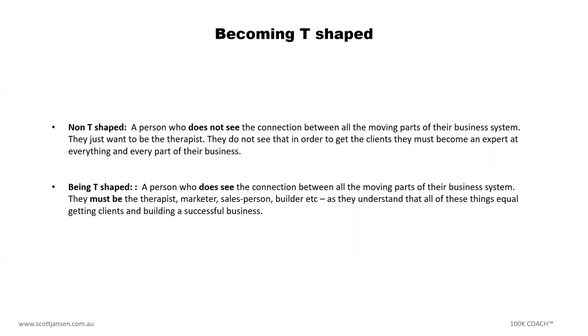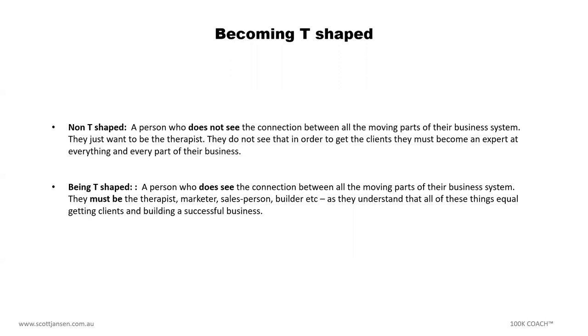What I'm going to teach you guys to do is become T-shaped. T-shaped, as I've started to do by showing you these slides, is a person who does see the connection between all the moving parts of their business. Every single department is linked together. They must be the therapist, the marketer, the salesperson, the builder, the automator. They've got to learn all of these things and master these things, as they understand that all of these things equal getting clients and building a successful business.